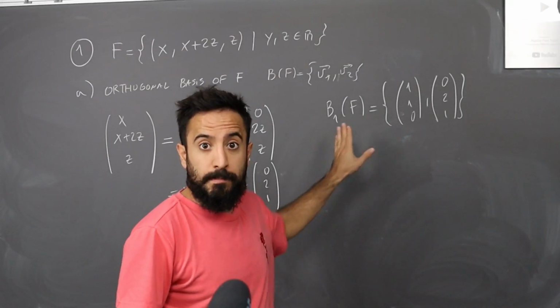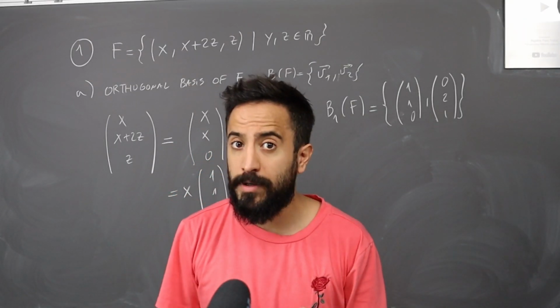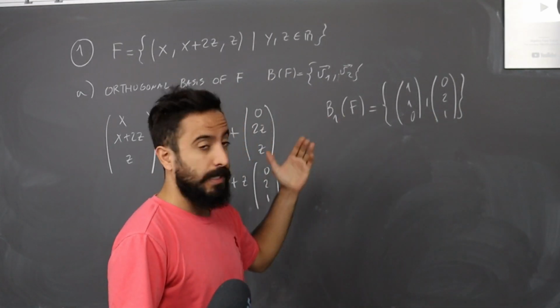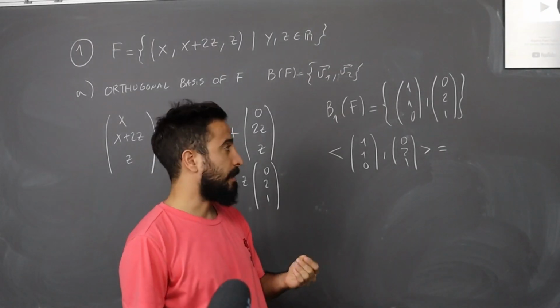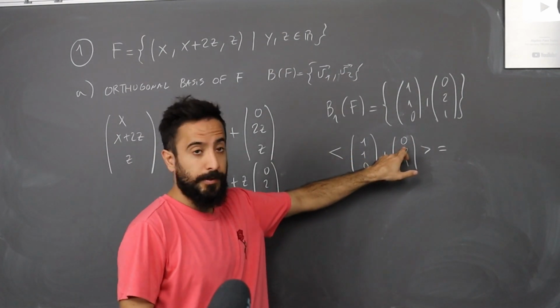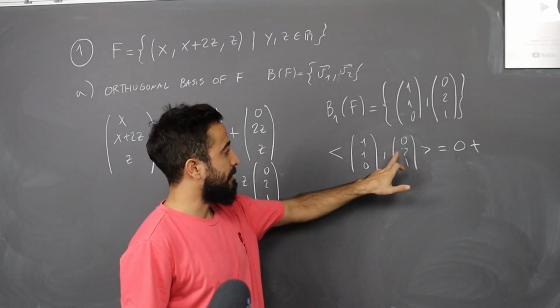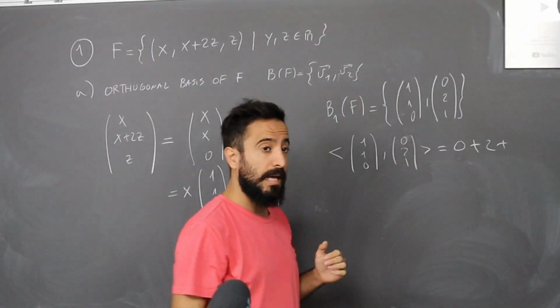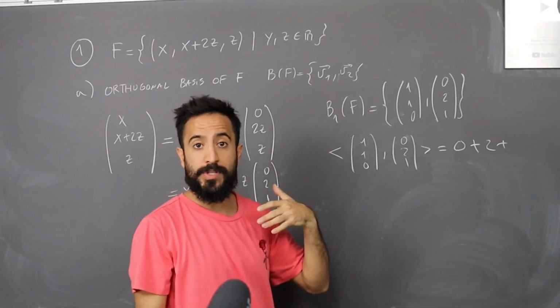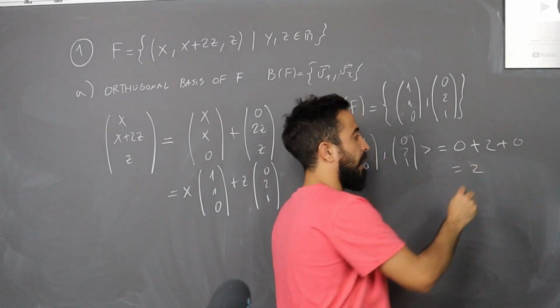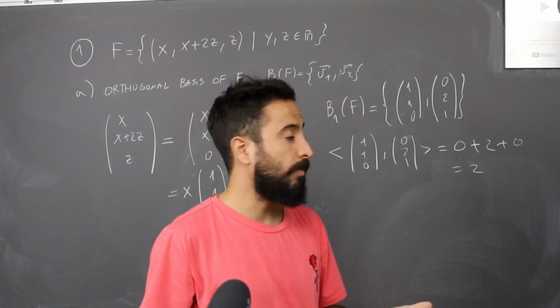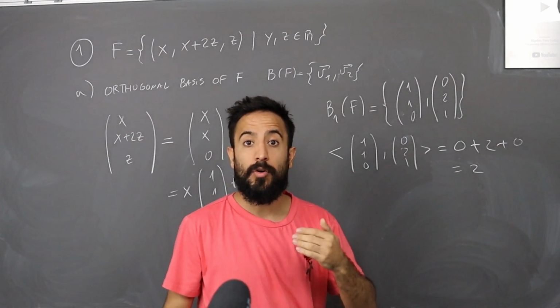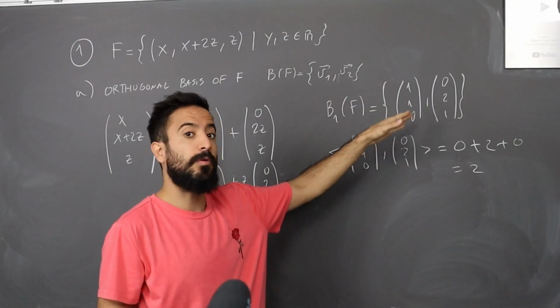So we have a basis, but is this an orthogonal basis? Let us check. Let's see what the standard inner product is. So the standard inner product is going to be 1 times 0, which is 0, plus 1 times 2, which is 2, plus 0 times 1, which is 0. And this whole thing equals 2. It does not equal 0. So these 2 vectors are not orthogonal. So this is not the basis we're looking for.